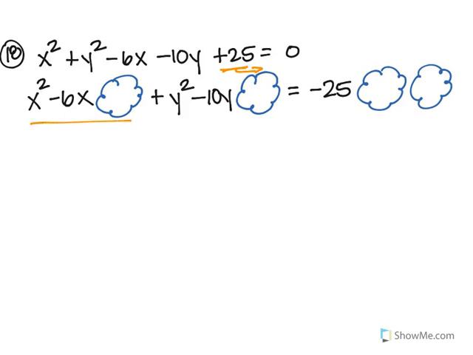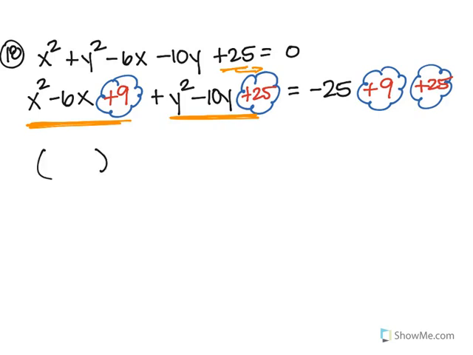So we're going to do completing the square for our x's, which means the middle term, we're going to take half and square it. So half of 6 is going to be 3, and 3 squared is 9. So we're going to add 9 to both sides. We're going to do the same thing for our y's. We're going to take that middle term, we're going to take half, and we're going to square it. So half of 10 is 5, and 5 squared is 25. So we're going to add 25 to both sides.